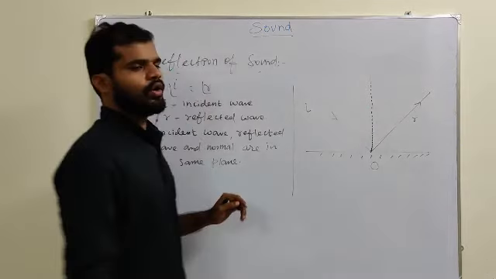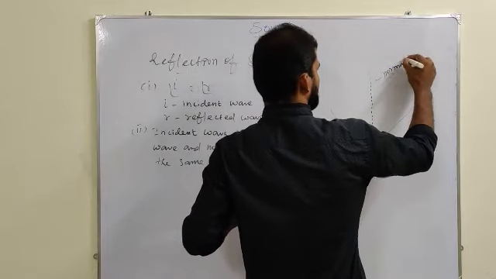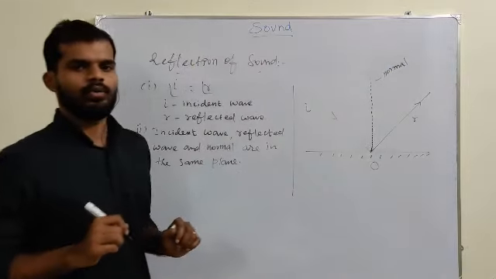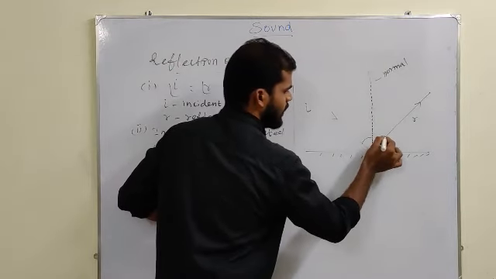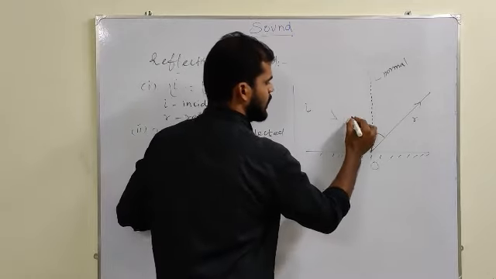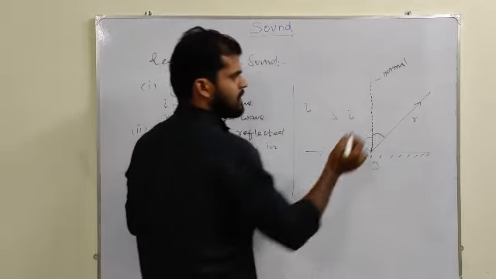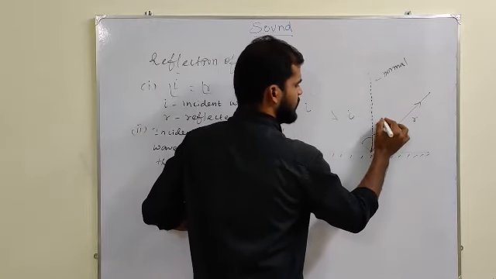A perpendicular line should be drawn, that is called the normal. What is the use of the normal? We can easily measure the angle of I and angle of R. The distance between I and the normal is called the angle of incidence. The distance between the normal and the reflected wave is called the angle of reflection.